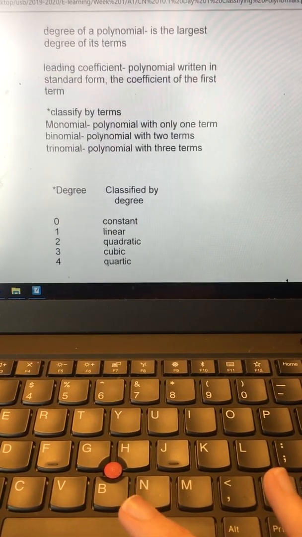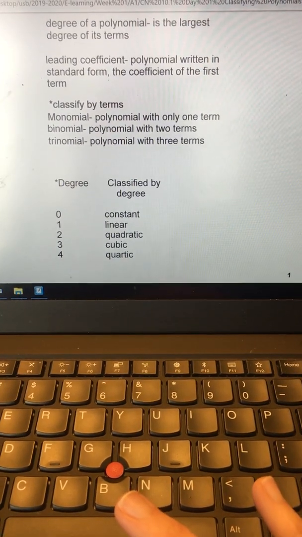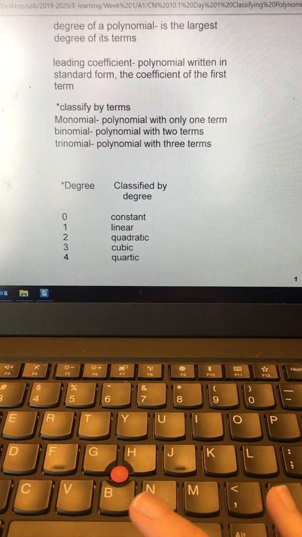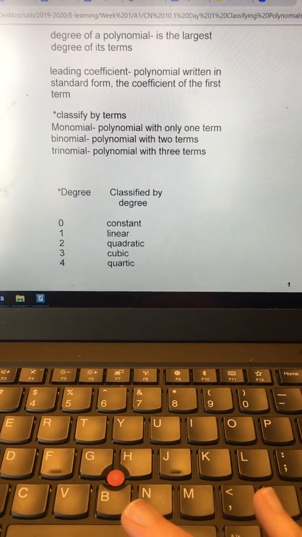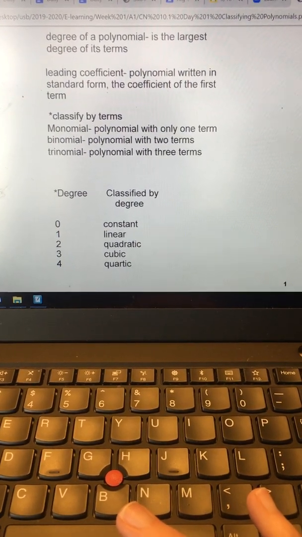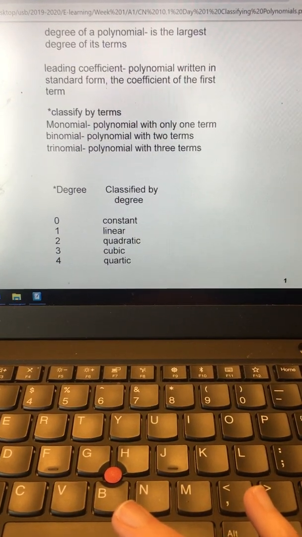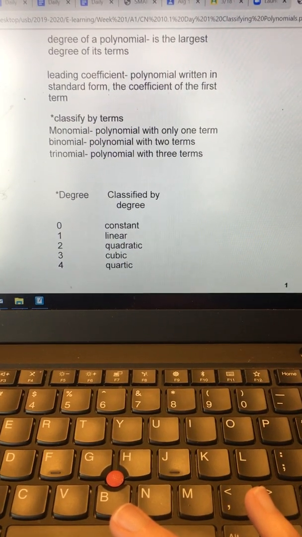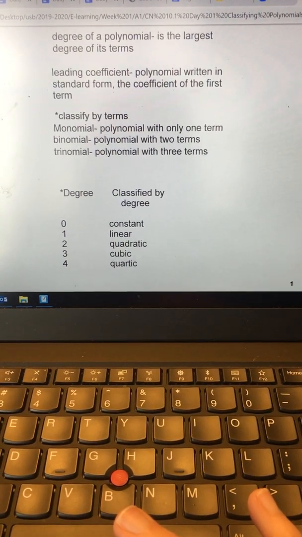We should know leading coefficient because we've talked about coefficients before, but when your polynomial is in standard form, remember standard form I just said was biggest exponent to smallest, it's the first number that you see. It's the coefficient, just the number. It's just a number in front of the variable and the power.